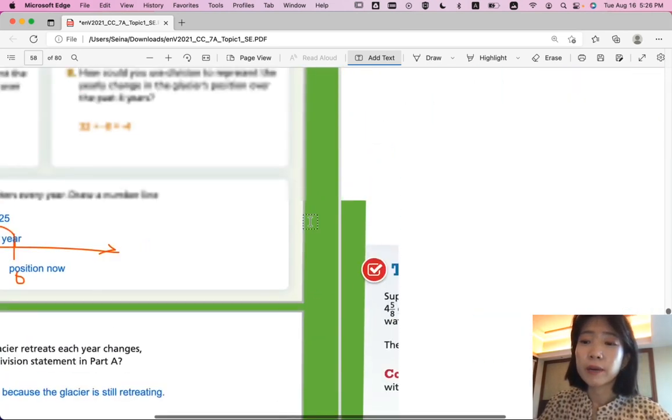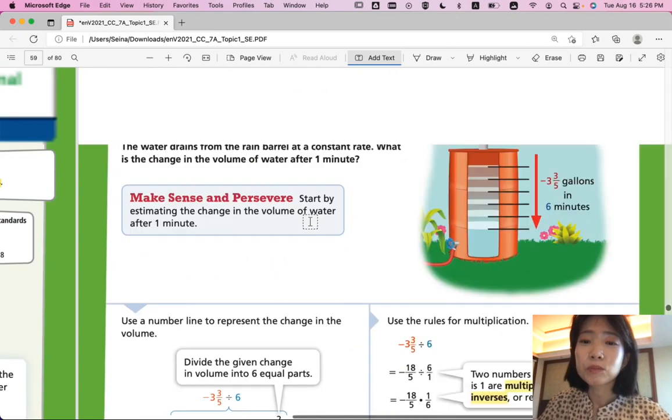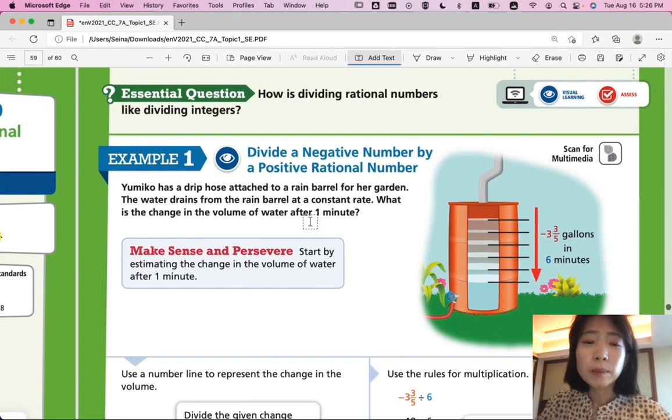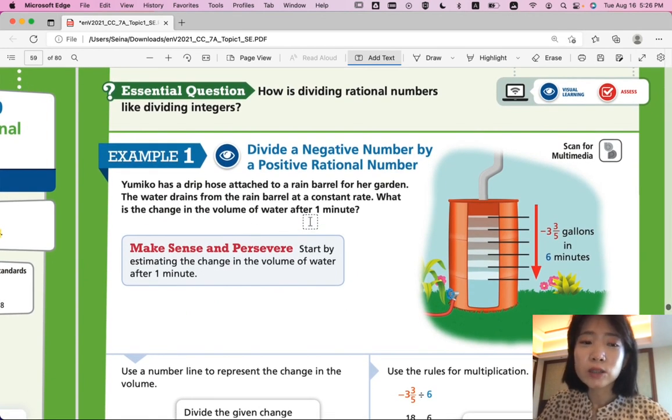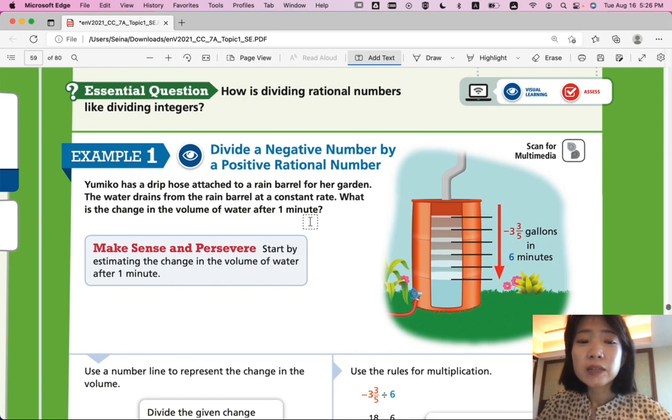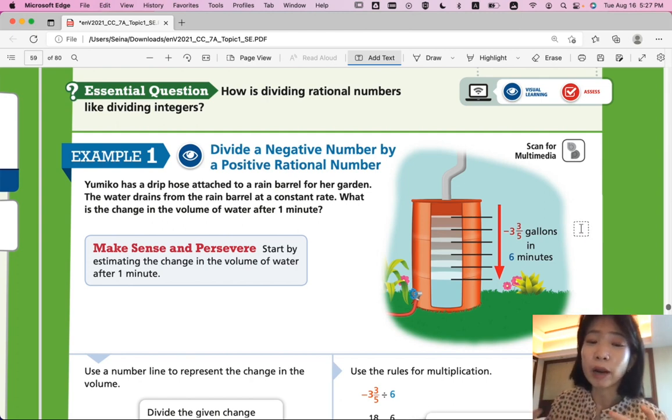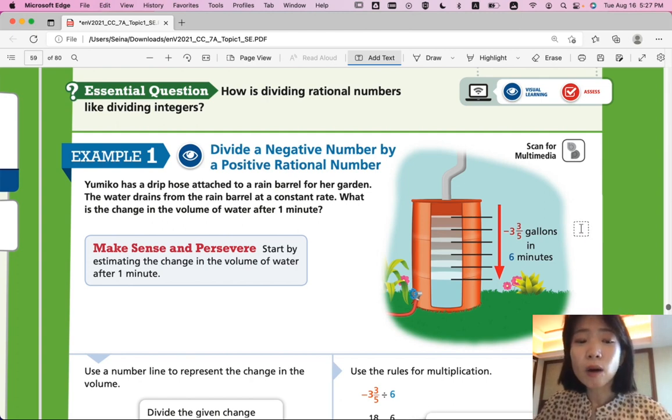Okay, let's start the lesson now. Remember to think about how dividing rational numbers is like dividing integers. It will be very similar. Example 1. Divide a negative number by a positive rational number. Yumiko has a drip hose attached to a rain barrel for her garden. The water drains from the rain barrel at a constant rate, which means the same rate. What is the change in the volume of water after 1 minute?